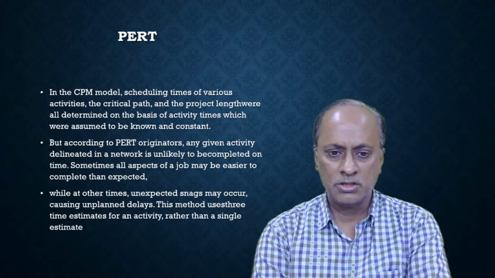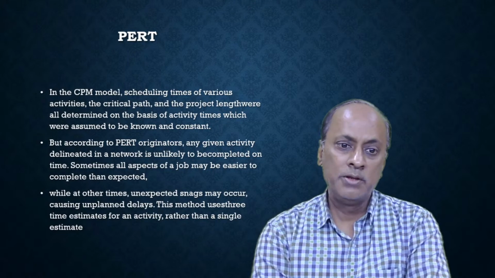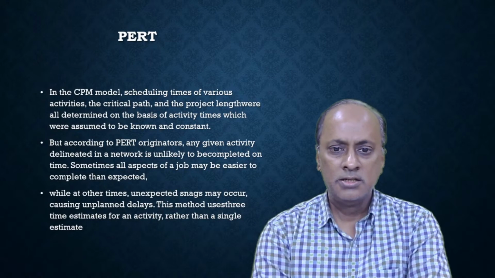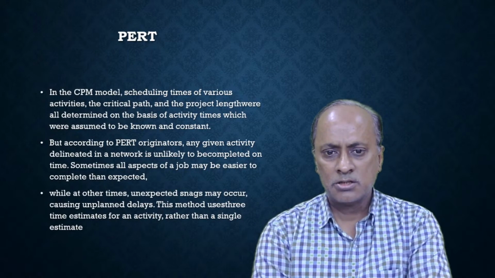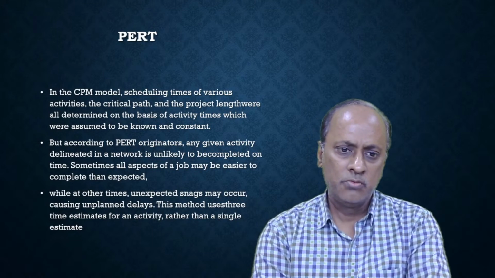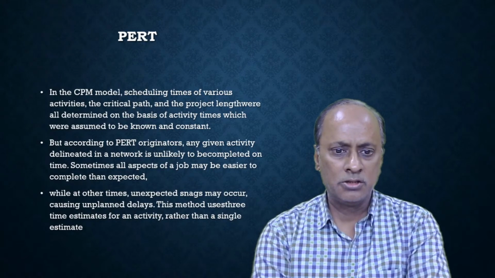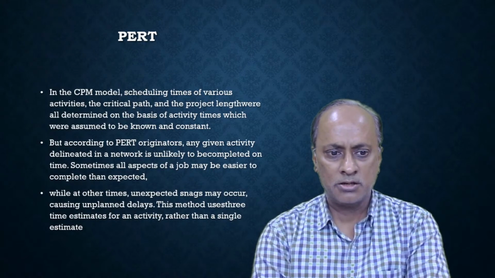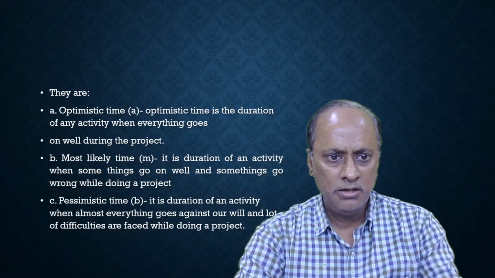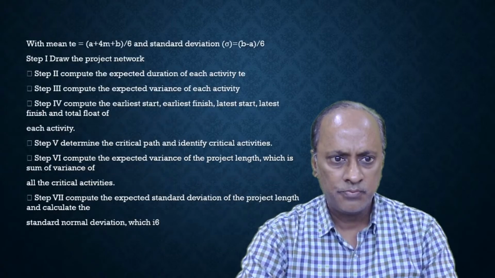There may be some situations where it may be earlier, so it's called an optimistic time. Sometimes it may be delayed; we can say it's a pessimistic time. Sometimes it is called normal time. So on the basis of that, we calculate an average time. At other times, unexpected snags may occur, causing unplanned delays. So there are three types of time: optimistic time, most likely time, and pessimistic time.